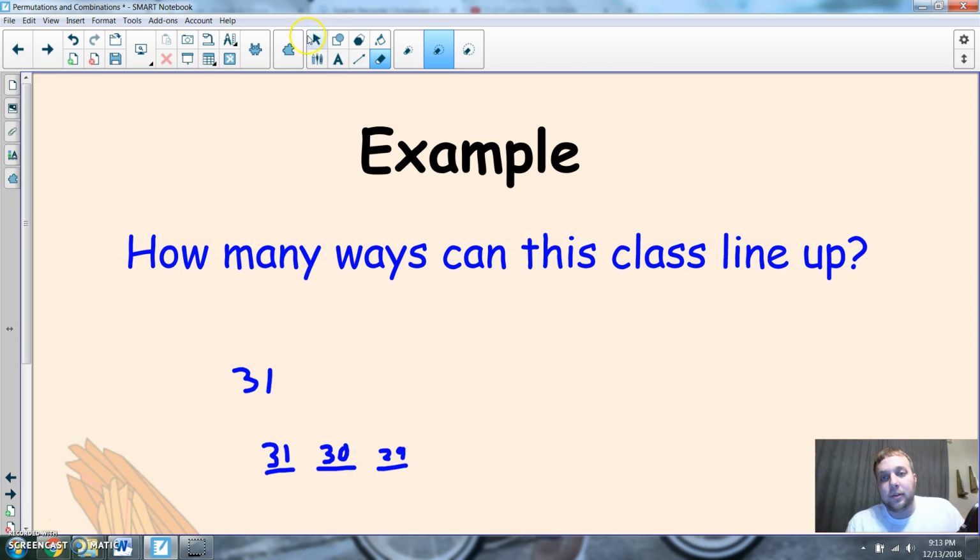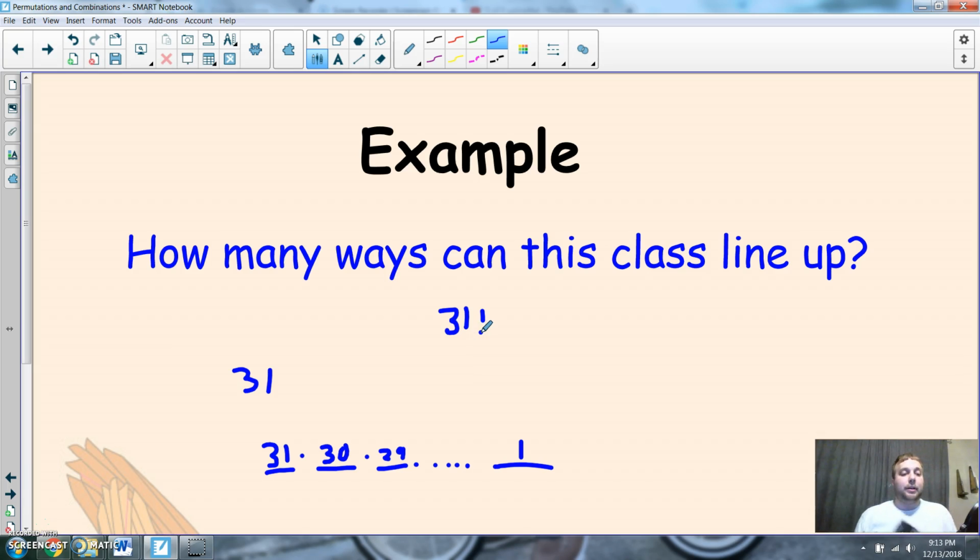Now somebody said, man, I don't like doing this. This takes forever, multiplying all the way down, and we're going to have to go dot, dot, dot, dot, dot, and then all the way down to that last place, which will be, there's only one person. So this is factorial. So how many ways can this class line up? It's really 31 factorial. That's how many ways.